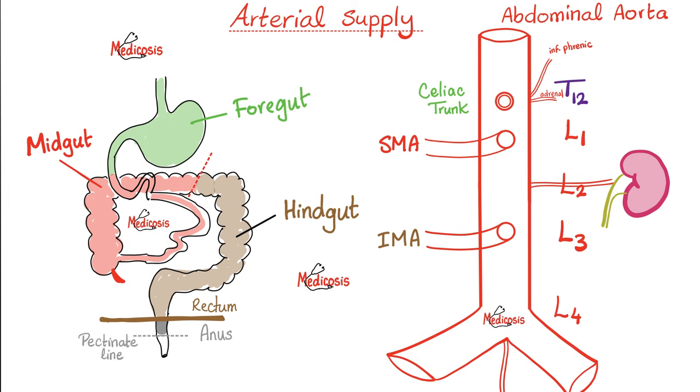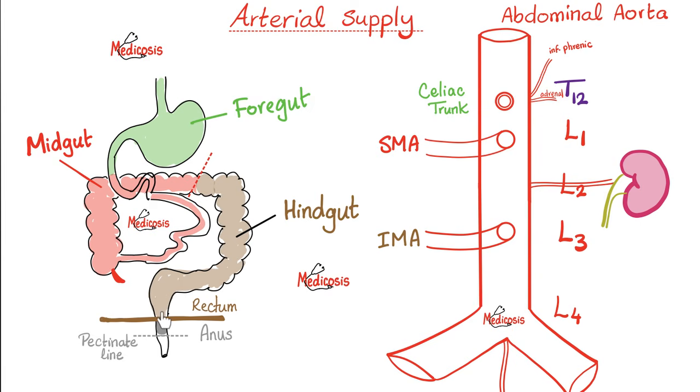What's the artery of the foregut? The celiac trunk. What's the artery of the midgut? Superior mesenteric artery. And what's the artery for the hindgut? Inferior mesenteric artery. Which means the inferior mesenteric artery is responsible for the arterial supply of the distal third of the transverse colon, the splenic flexure, the descending colon, the sigmoid colon, the rectum, and the anal canal above the pectinate line is still part of the IMA. However, the anal canal below the pectinate line, that's a different arterial supply.